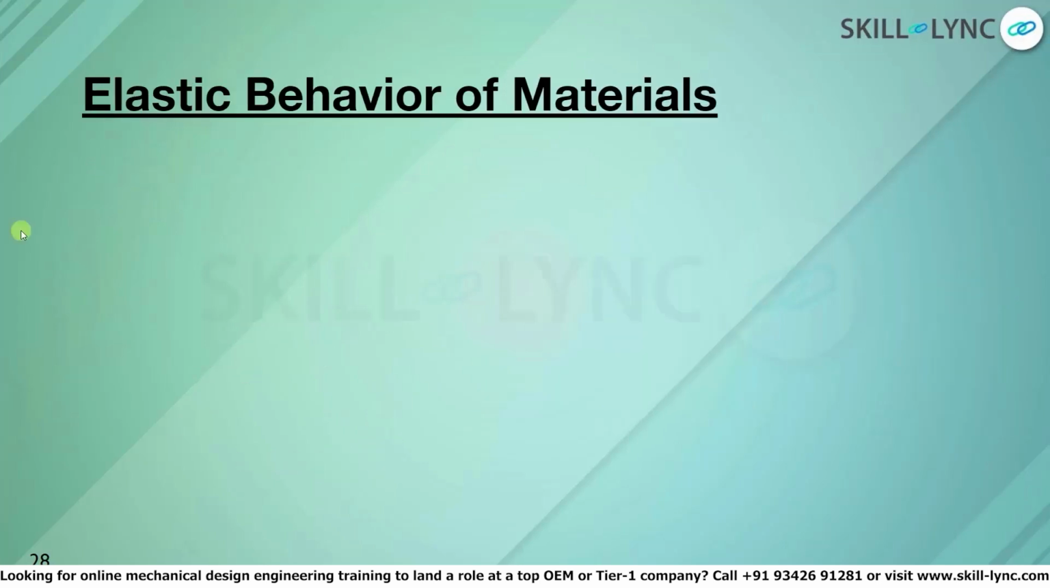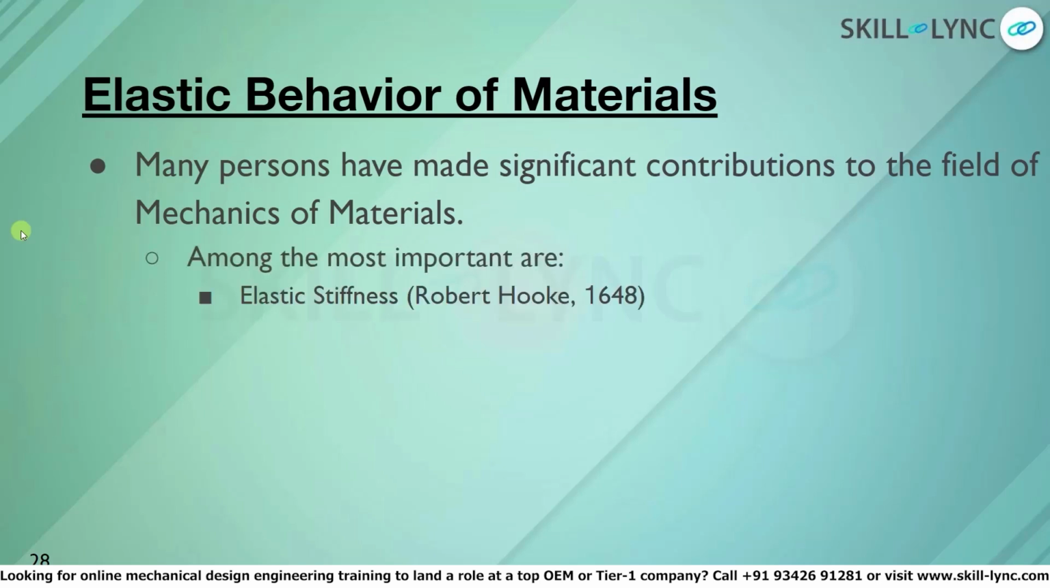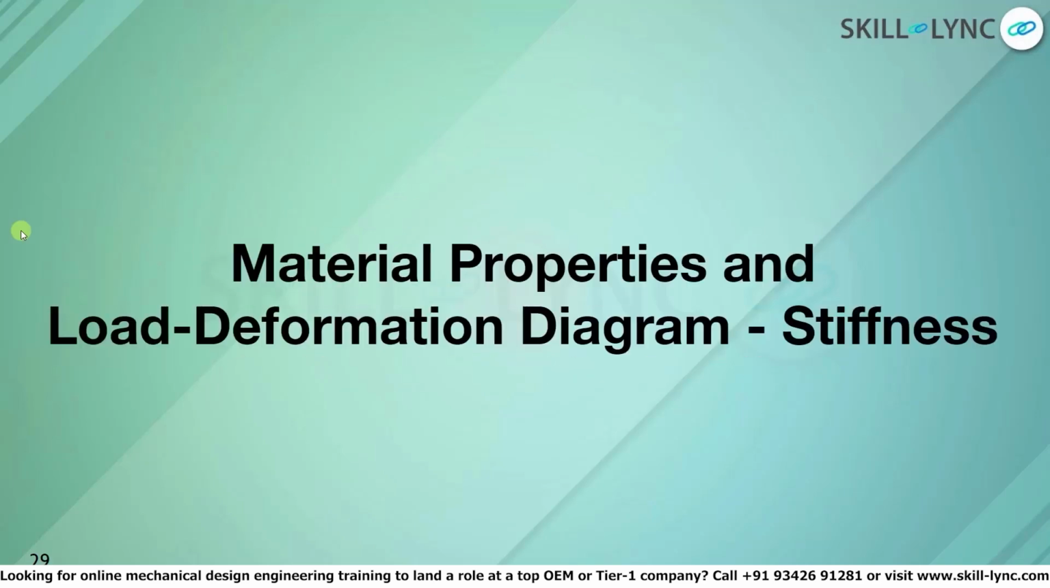Now, we can see some of the elastic behavior of materials. When it comes to mechanics of materials, countless scholars have made notable contributions in the field. The very important ones are elastic stiffness, which was given by Robert Hooke, who did the spring mass test. Then we have the material properties first introduced by Thomas Young, the first property being Young's modulus in 1810. Then we have Poisson's ratio, which was introduced by Simon Poisson.